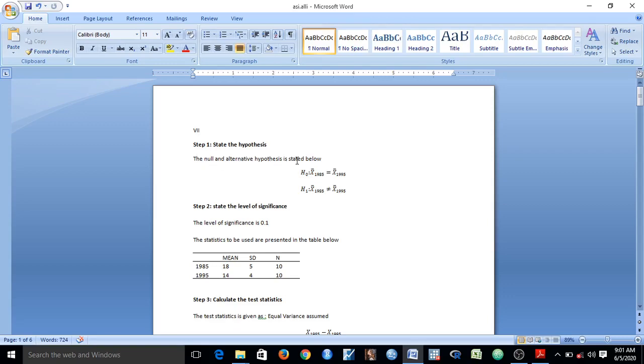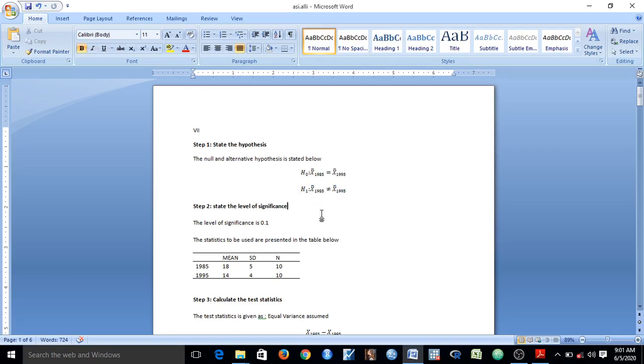The null and alternative hypotheses will be stated as: our H naught is that the average time shopping in 1985 is the same as the average time shopping in 1995, and the alternative is that the average time shopping in 1985 is significantly different. It's not the same as 1995. So this is a two-tailed test because the relationship here is non-directional.